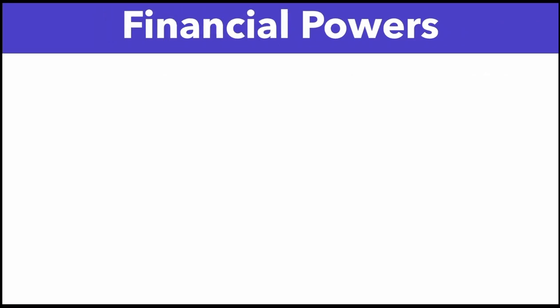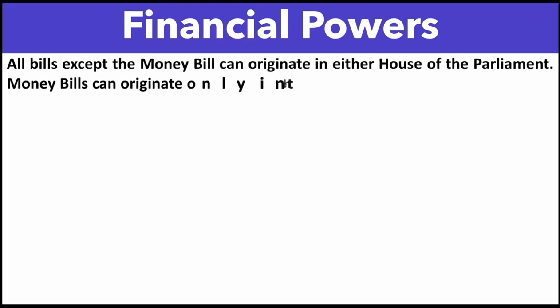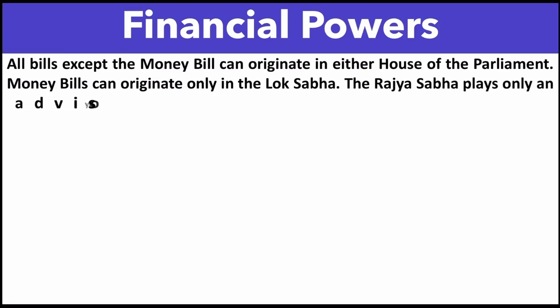The next power is financial power. All bills except the money bill can originate in either house of the parliament, but a money bill can originate only in Lok Sabha. The Rajya Sabha plays only an advisory role in financial matters.